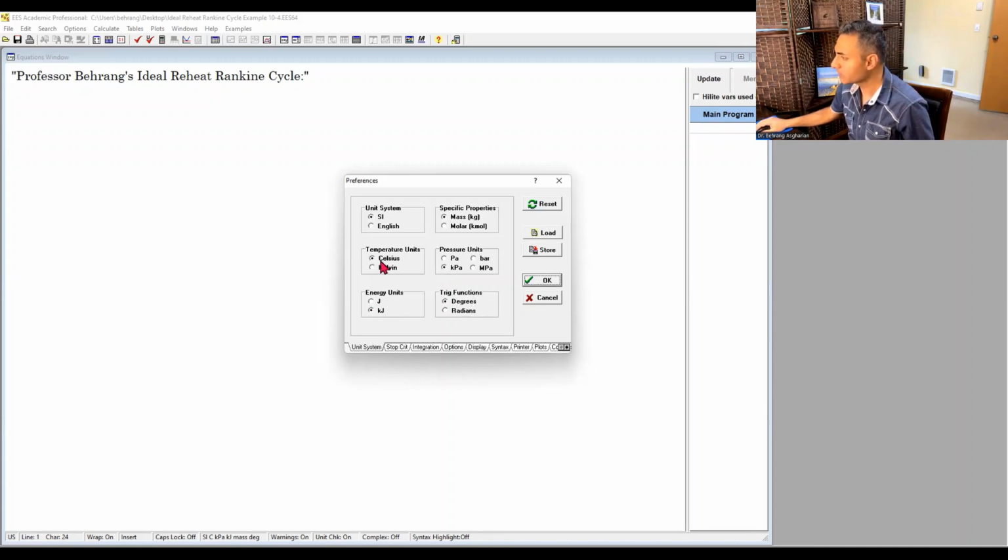So let's do Celsius, let's do kilojoules. kPa is fine for us and kilograms. And of course, everything is going to be kilowatts, basically. So the mass flow rate was not given in the problem. So we're going to assume a mass flow rate of 1 kilogram per second. And we just go with that.